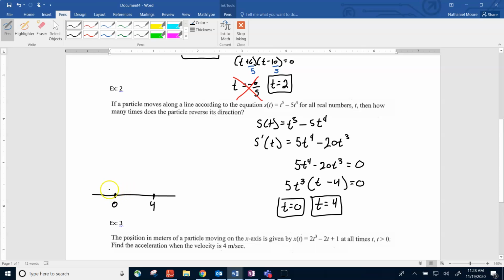Now we're trying to figure out, if we're looking at some kind of curve here, is it going to be positive or negative at this point, positive or negative at this point, or positive or negative here?